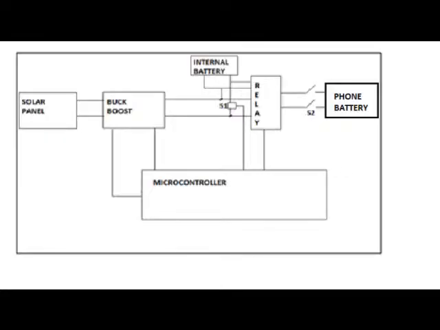This is a block diagram of our proposed solution. The microcontroller samples the phone battery, and if the battery needs to be charged, it checks the solar input to see if it's sufficient to be given to the boost converter. The buck boost boosts this input to charge the phone. If the phone is fully charged, the microcontroller instructs the boost to charge the internal battery instead. This internal battery is used to power the microcontroller and the switches.